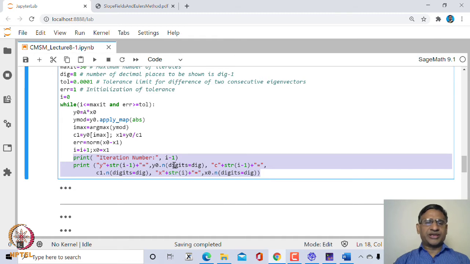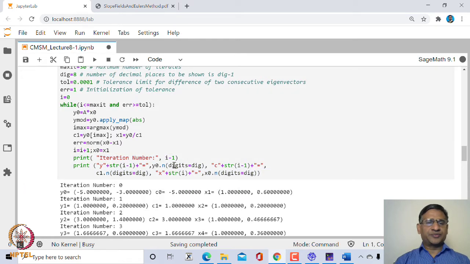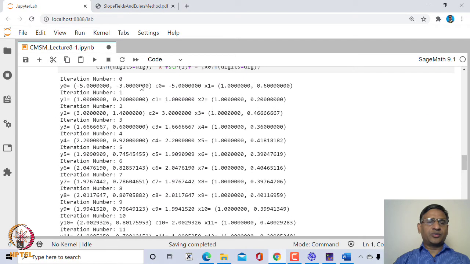This is what is printed. So, let us run this program, and this is what you see. Y naught in the first iterate is this, and then the maximum value of that is minus 5, then you divide by minus 5, you get 1 comma 0.6, and then next one is define y1 will be A times x1, and then says your y1, and then define c1 which is the maximum value, in this case 1, and so on. So, this is what you get.